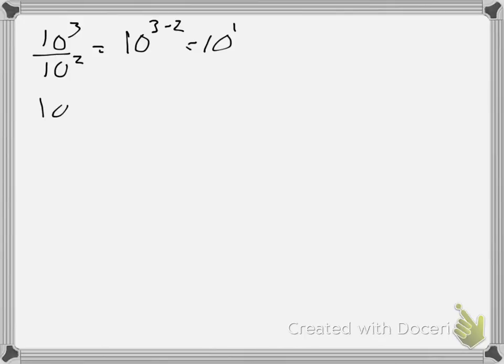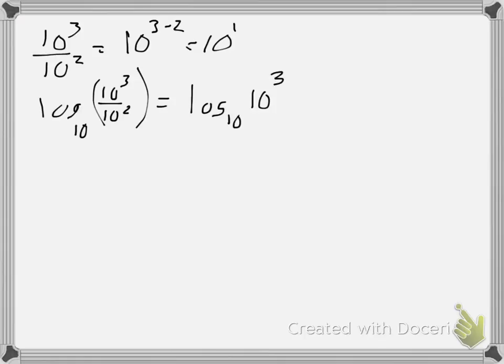So what happens if I put a log in front of that? Log base 10 of 10 to the third over 10 squared. Now, when you split them into their own logs, you separate them with subtraction. Log base 10 of 10 to the third minus log base 10 of 10 squared, which is 3 minus 2, which is 1. Same thing happens when you use exponents, or power of a power.